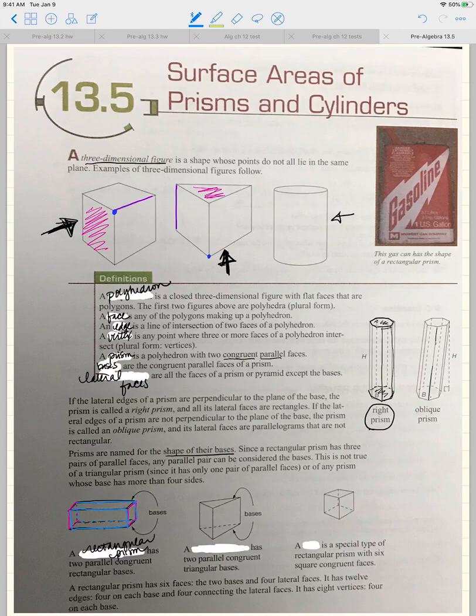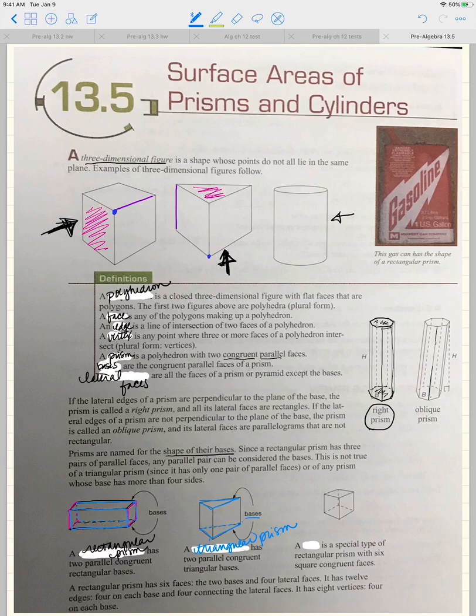Moving right along to a triangular prism. And in this case, we only have 2 parallel congruent bases, okay? A triangular prism is only going to have 1 pair of parallel faces, and there they are right there. That's why they're called the bases, okay?